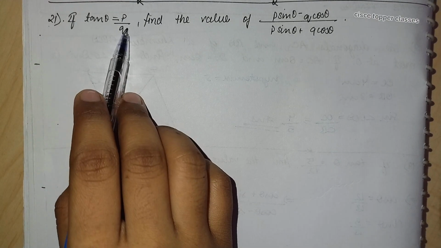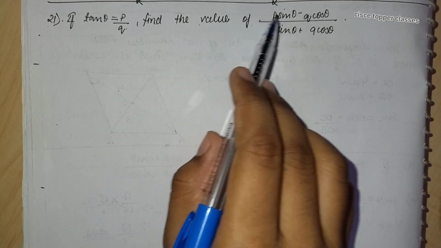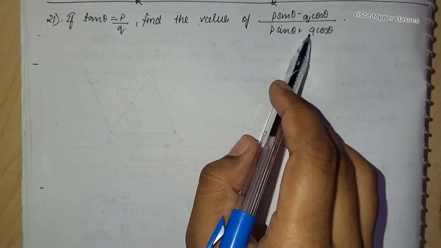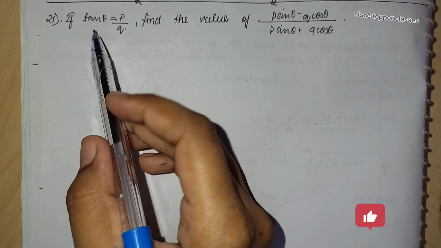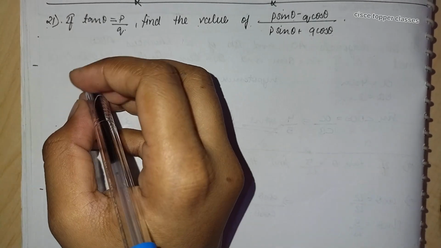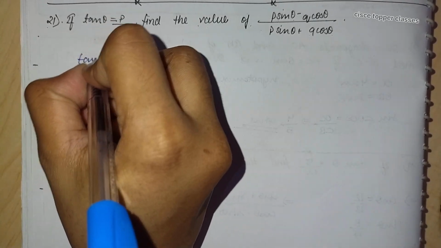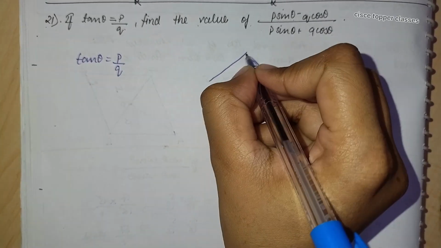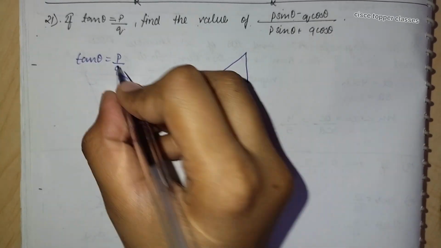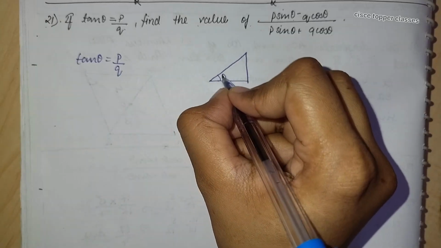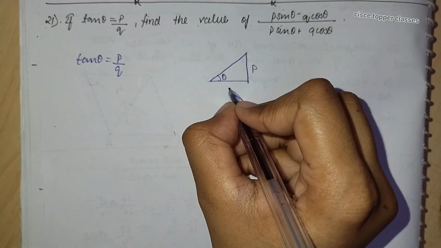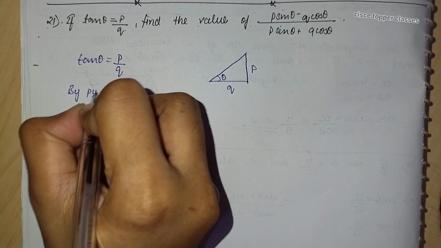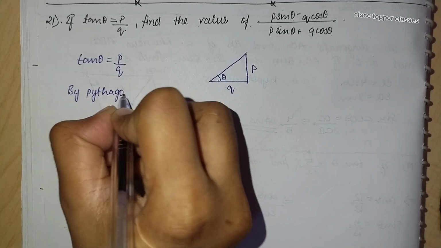If tan theta is equal to p by q, find the value of (p sin theta minus q cos theta) upon (p sin theta plus q cos theta). So here tan theta is given to us, so we can draw a triangle in which the perpendicular is p and the base is q, because tan theta is perpendicular by base. Let this be the theta, perpendicular is p and the base is q. By Pythagoras theorem we can find the hypotenuse of this triangle.